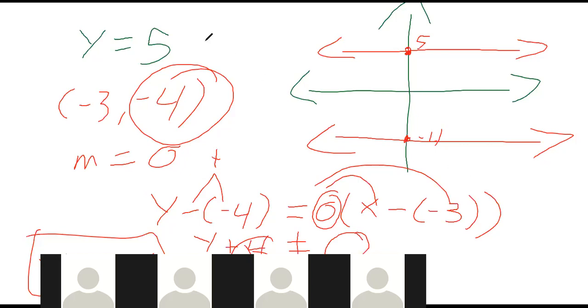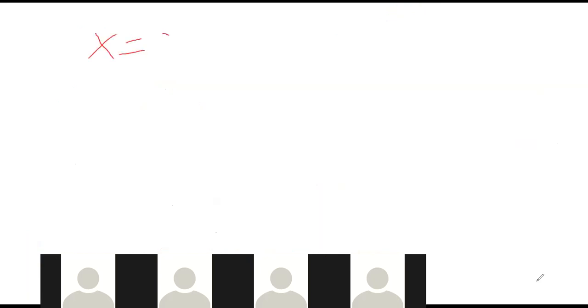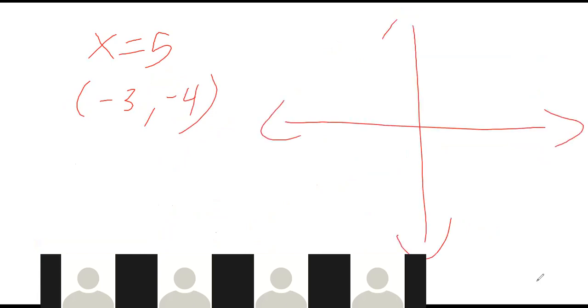So let's try, for example, now x equals 5, and I want a line that goes through -3 and -4. So now, how would the graph of x equals 5 look? Remember, we just said it right now. We're going up and down. Sorry, I can't really hear you, Lejean. Wouldn't it be going up and down? Up and down, yeah. So you said up and down.